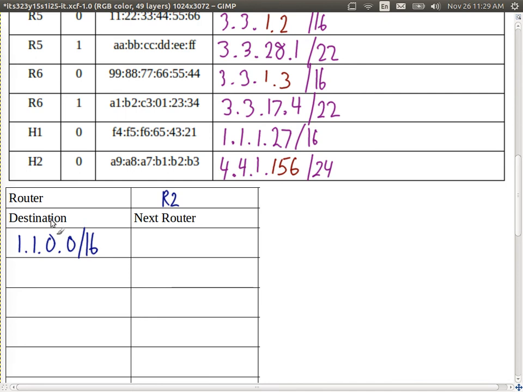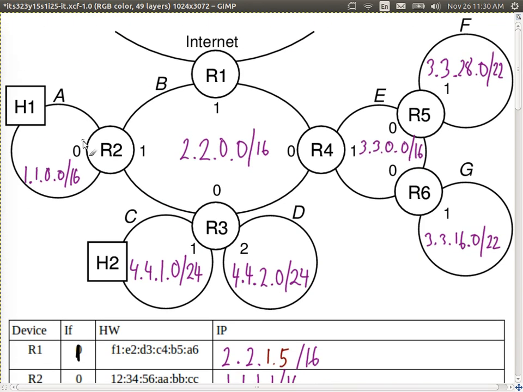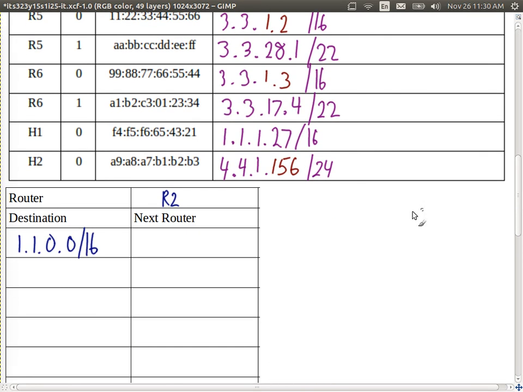Meaning, if the destination is on this subnet, then we will send to the next router. Well, for subnet A, there is no next router. From R2 to subnet A, we are directly attached. Don't send to a next router, so I'll say send direct. In my routing table, no next router, I'll just write it direct.